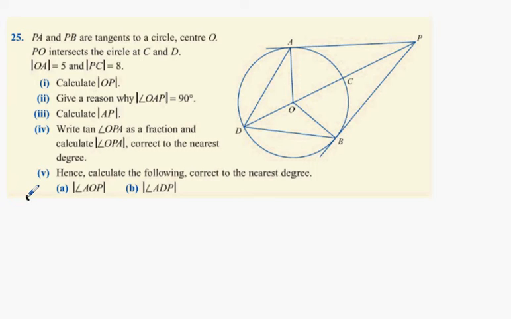OA is 5. What does that automatically mean then? It means OD is 5. OD and OC are also 5. And it says PC is 8, doesn't it? So how far is O to P then? 13. Gotta be 13.